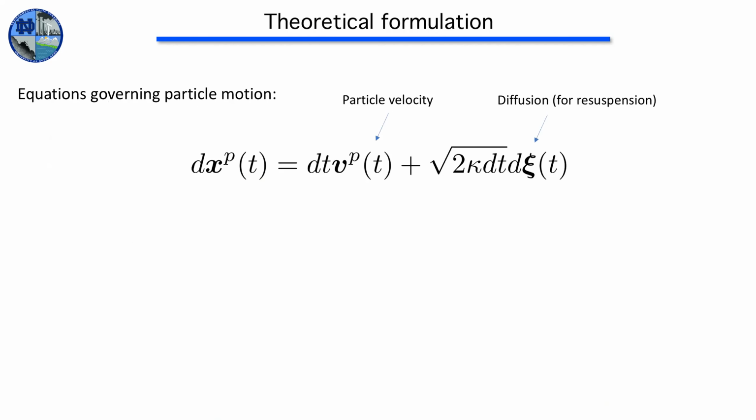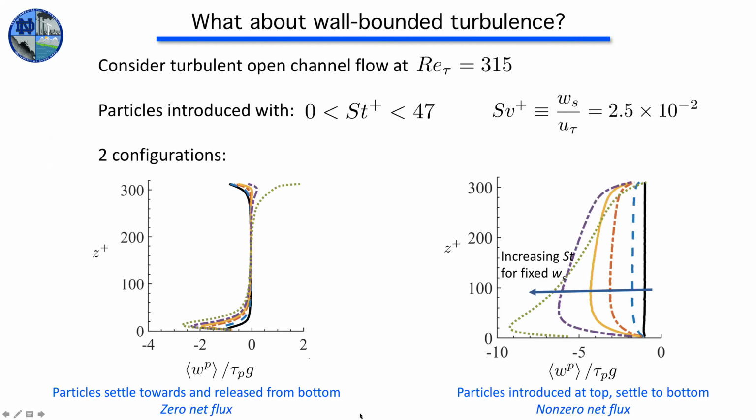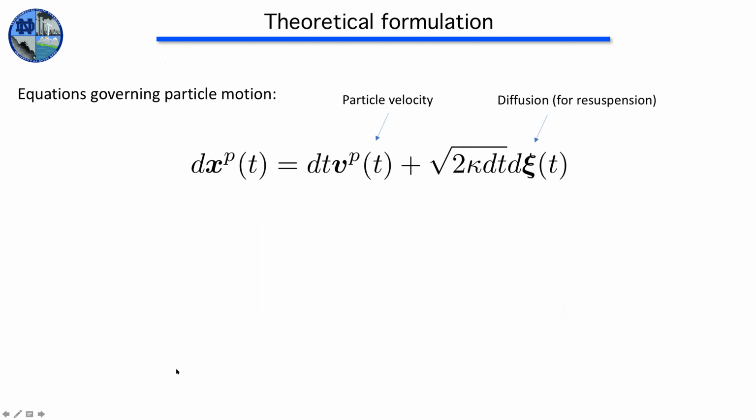Okay, so as I said, that was some foreshadowing of the DNS. What I want to do is set up a theoretical formulation which will allow us to investigate which mechanisms actually control this quantity here, this average settling rate through the flow.